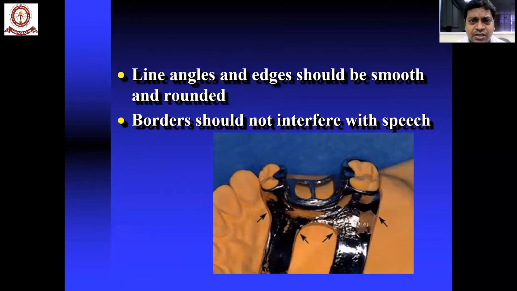Then the line angles of the maxillary major connector should be smooth and rounded. It should not be sharp. If it is sharp, it is going to impinge on the soft tissues and create a problem. The border should also not interfere with speech. The border should not be thick. If it is thick, it is going to interfere when the patient talks.